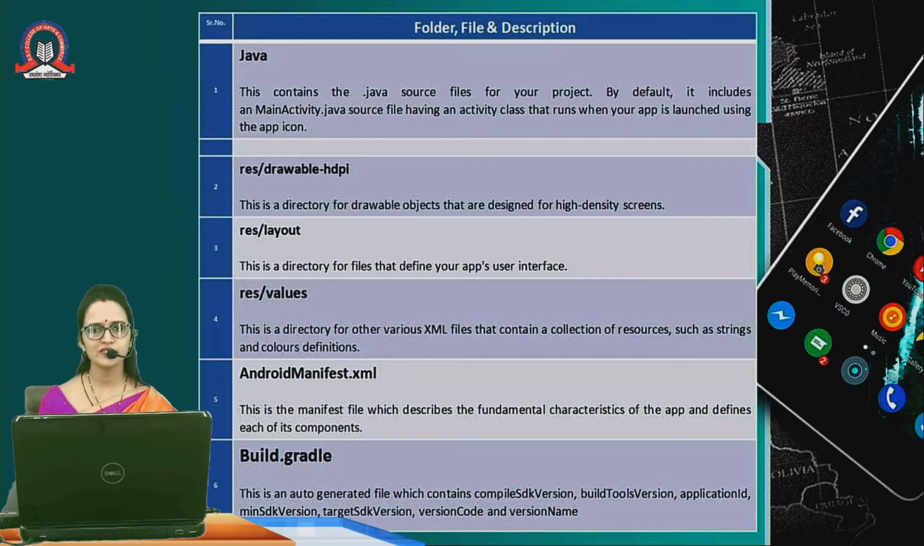AndroidManifest.xml is one of the most important files we have to use. This is a manifest file which describes the fundamental characteristics of the app and defines each of its components. Then build.gradle, which is an auto-generated file. This contains the compile SDK version, build tools version, application ID, min SDK version, target SDK version, and lots of other information.